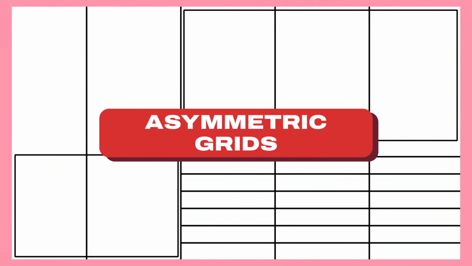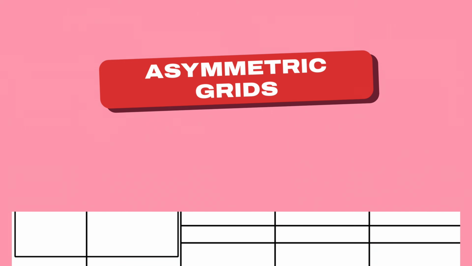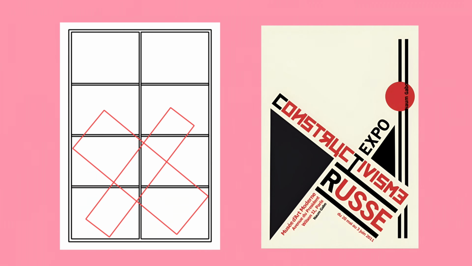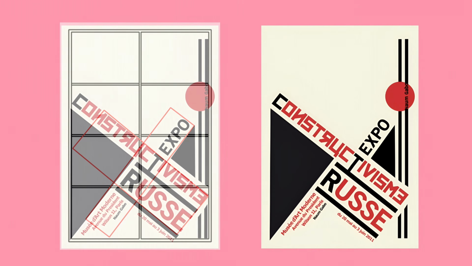Using an asymmetric grid is a great way to give your design a dynamic, eye-catching look while still keeping things organized. Now, asymmetric grids tend to break away from a balanced and symmetrical system, so they're not really that rigid or that generic. By letting the hero image or headline take up more space, you're naturally drawing the viewer's attention to what's most important on your design.